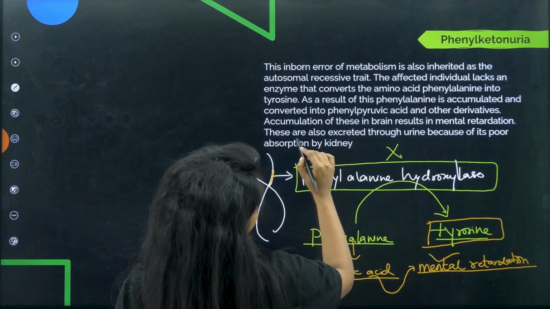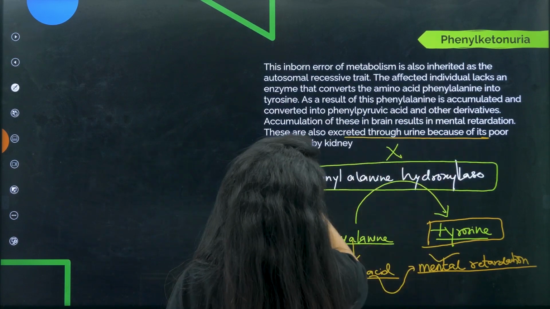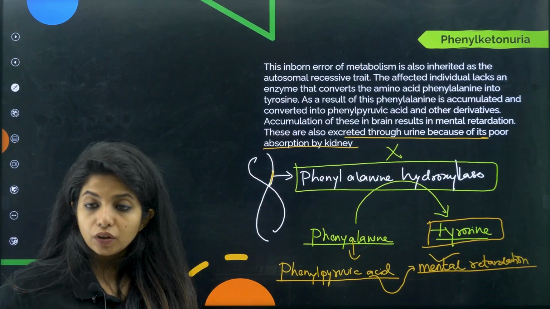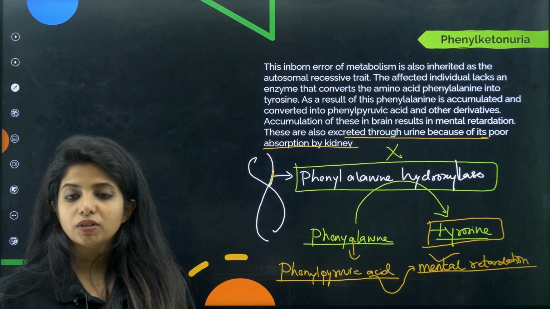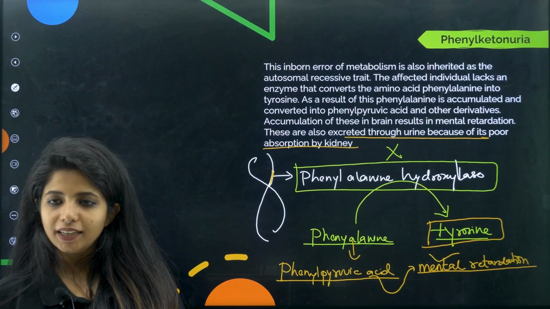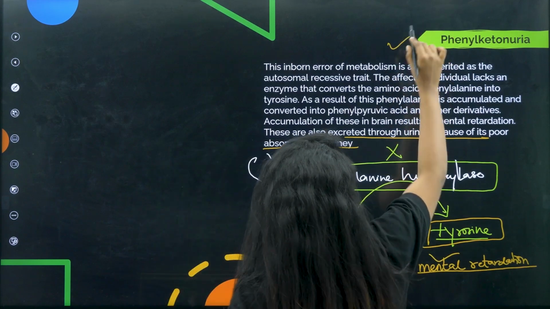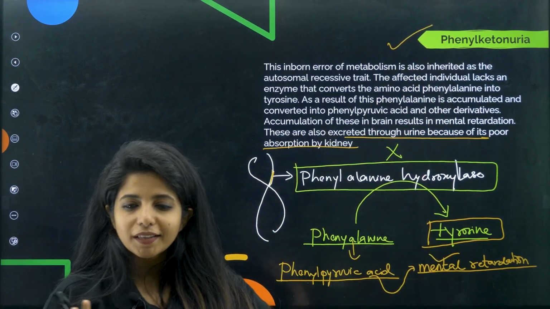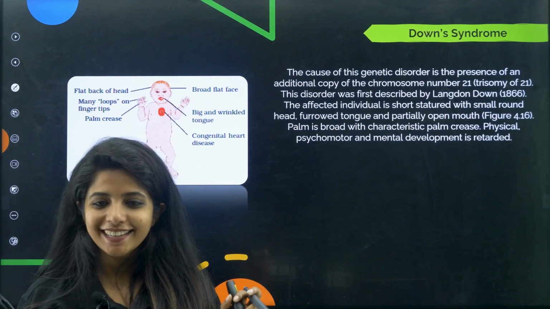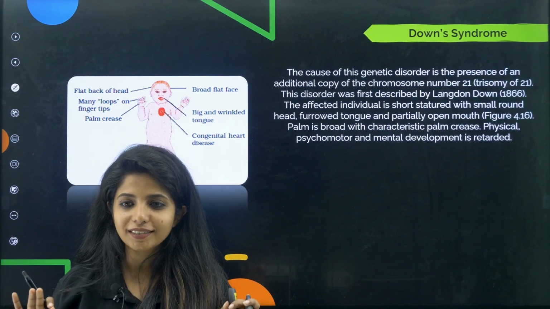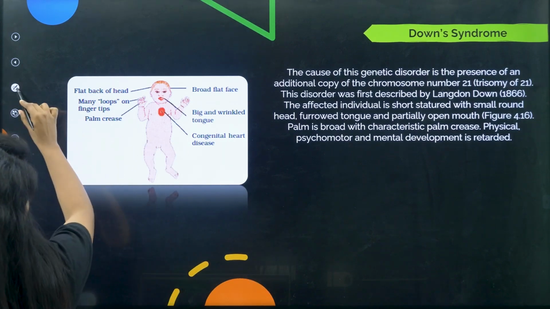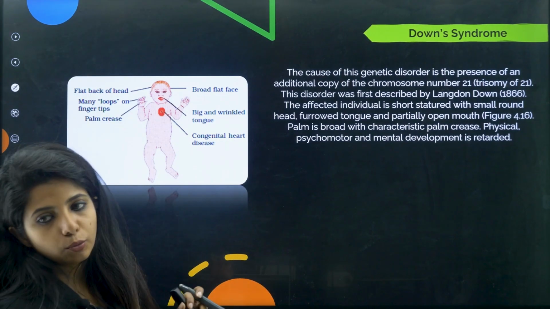And also one more thing, these are also excreted through the urine because of poor absorption by the kidney. So basically phenylpyruvic acid is also being excreted in the urine because its absorption is not really great by our kidney. I hope it's clear. Okay. So that is about phenylketonuria, and with this we have covered all the Mendelian disorders which are given in your book. You tell me, wasn't it easy? Is it difficult for you to remember all these things, or was it easy? It's easy, right? Now since we know it, it's easy, but we have to solve the questions as well.